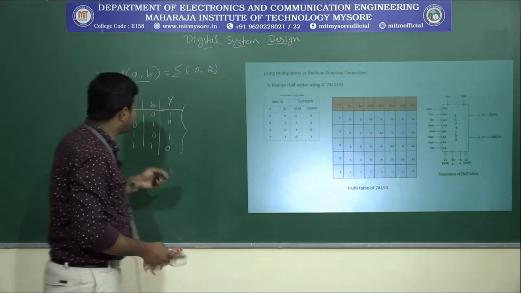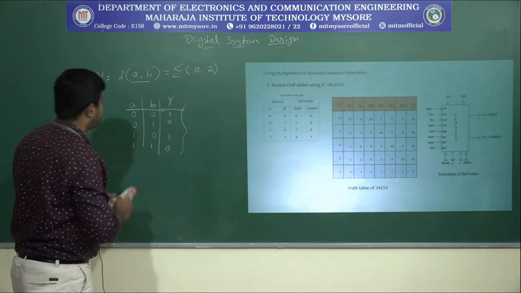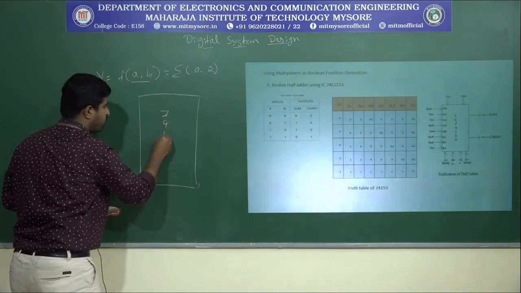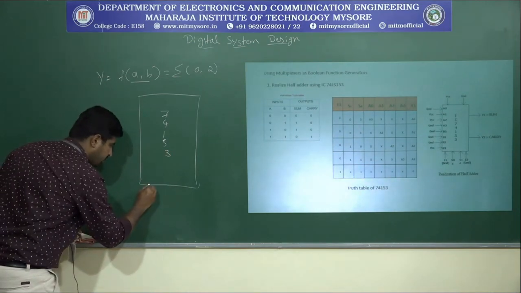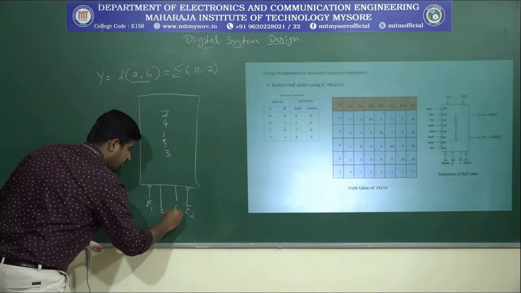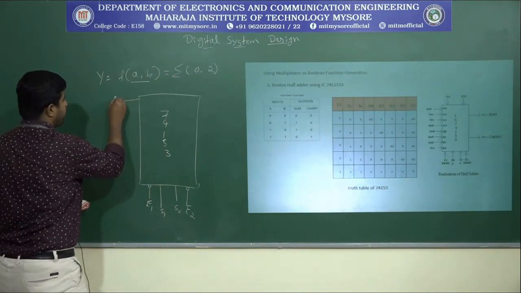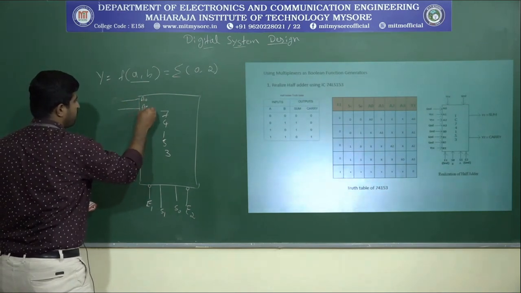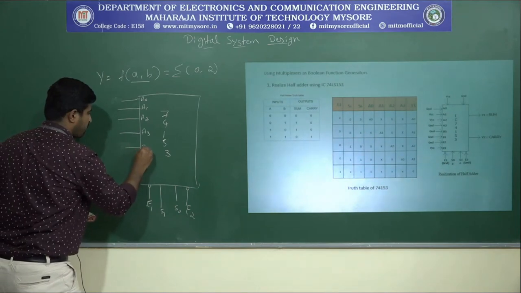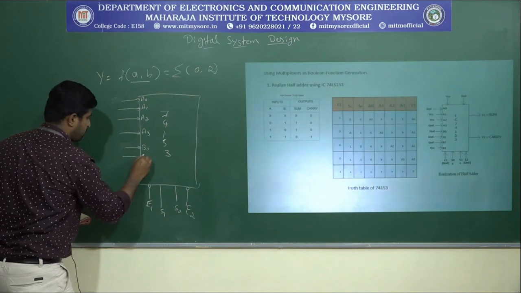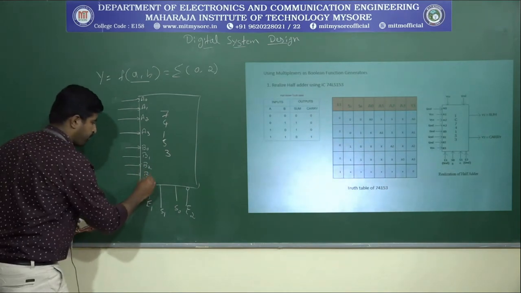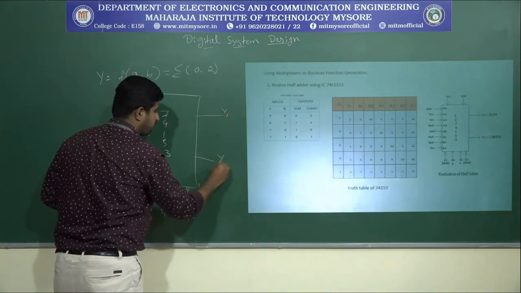So let's realize this using the 74153. This is the 74153. This input corresponds to E1, this to E2, and these two correspond to S1 and S0. We have A0, A1, A2, A3, B0, B1, B2, B3, and we have two outputs, Y1 and Y2.